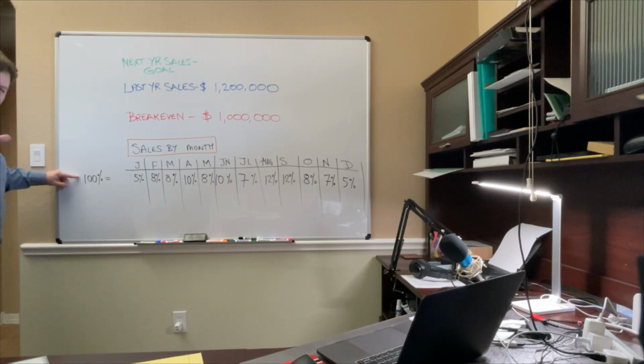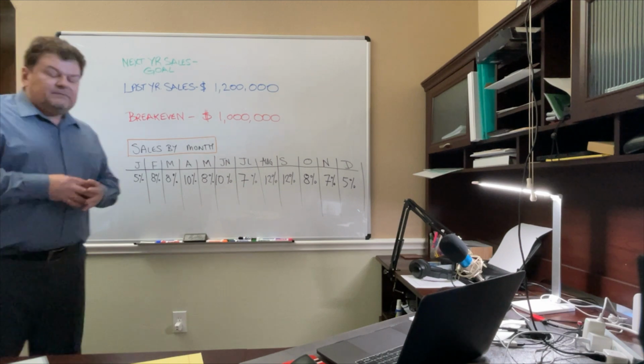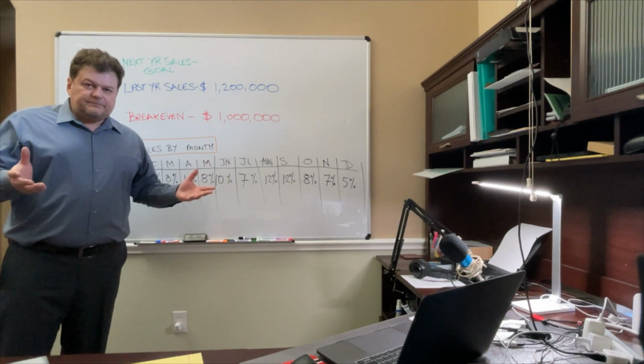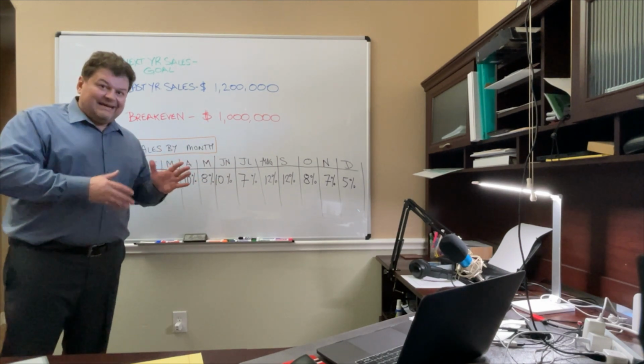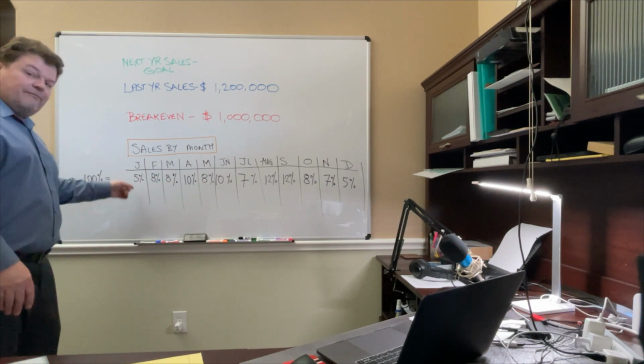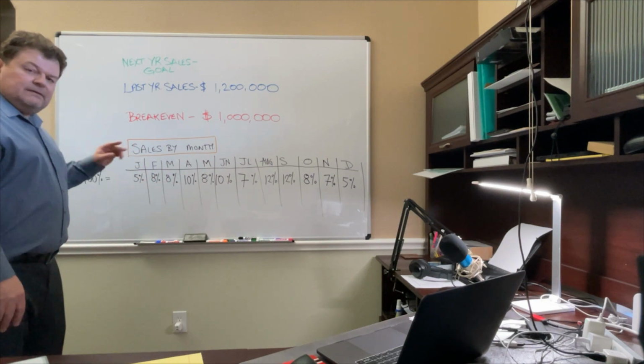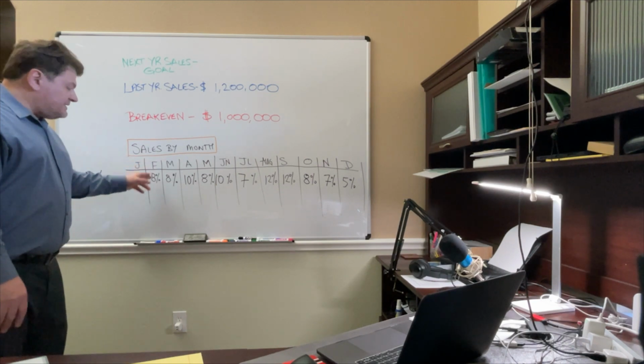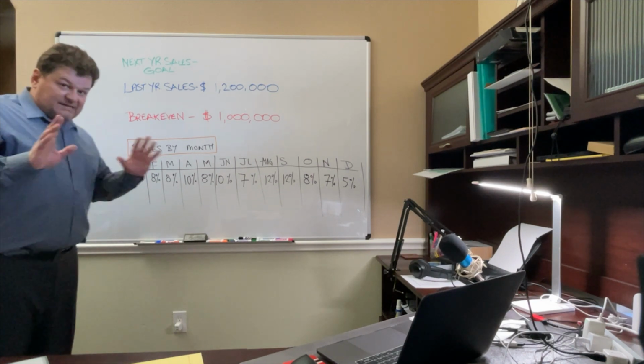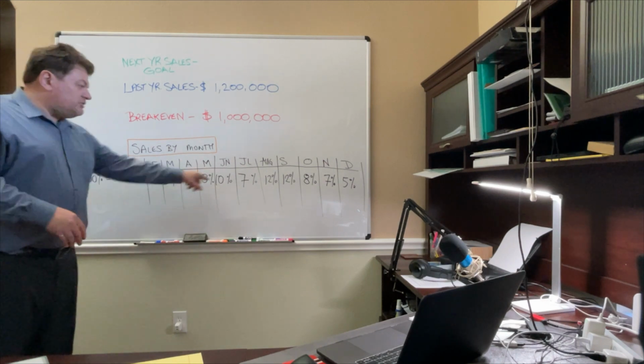So the way that you can do that for your business is take the last 3 years of sales by month and average them by month. So what's your average by month? Total up your sales in January, divide by 3. Total up your sales in February, divide by 3. So last 3 years sales. And then you'll get your chart like this.